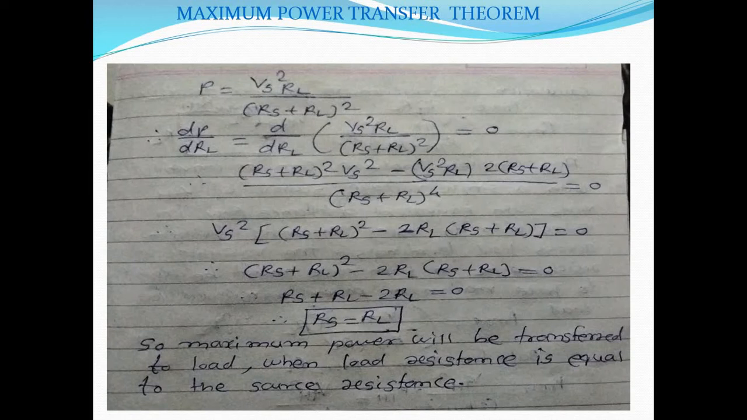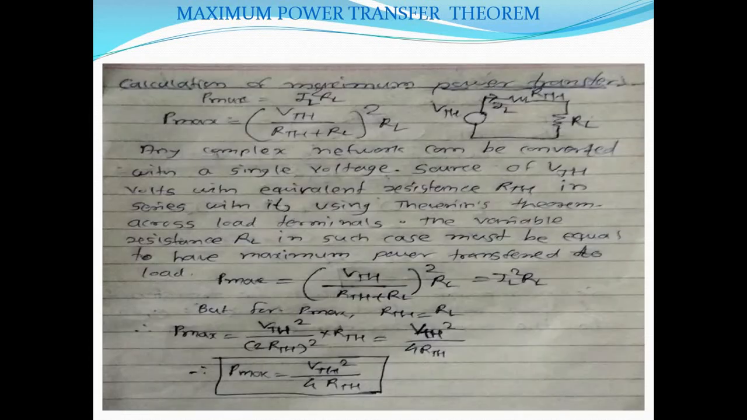But in this type of theorem, whenever we have to solve the numerical, there is another question: find out the maximum power transfer to the load. So here we need to obtain the formula for the maximum power transfer to the load. So here we can write, for the calculation of the maximum power transfer, Vs, that is source voltage, which is also given by Vth, which is also called Thevenin's voltage.